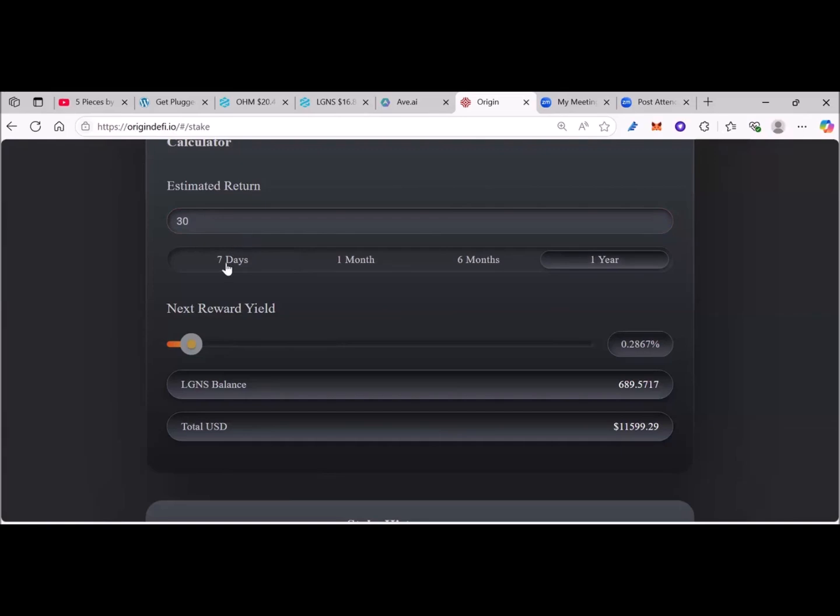Let's go a little further. What about $1,000? That'll be about 60 LGNS. $1,000 in 1 year, that's over 23K. What could you do with that? Pay that car note, pay that car off? All right, I don't know. It's a ton of things that you could do, right? Let's go a little further.